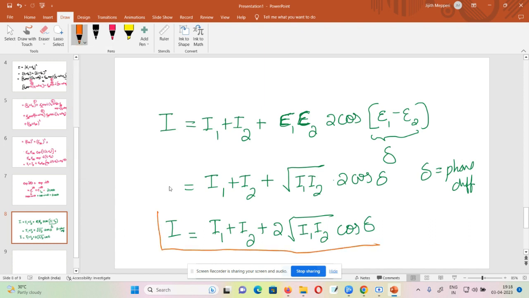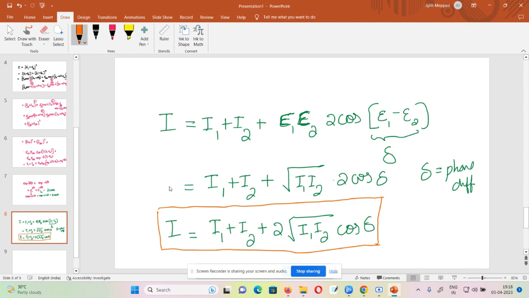Now the question is, what is the maximum value of this one? If you are using a particular light source, I1 will be constant, I2 will be constant. So 2 into square root of I1 I2 will be constant. What is the only variable here? Your phase difference delta.